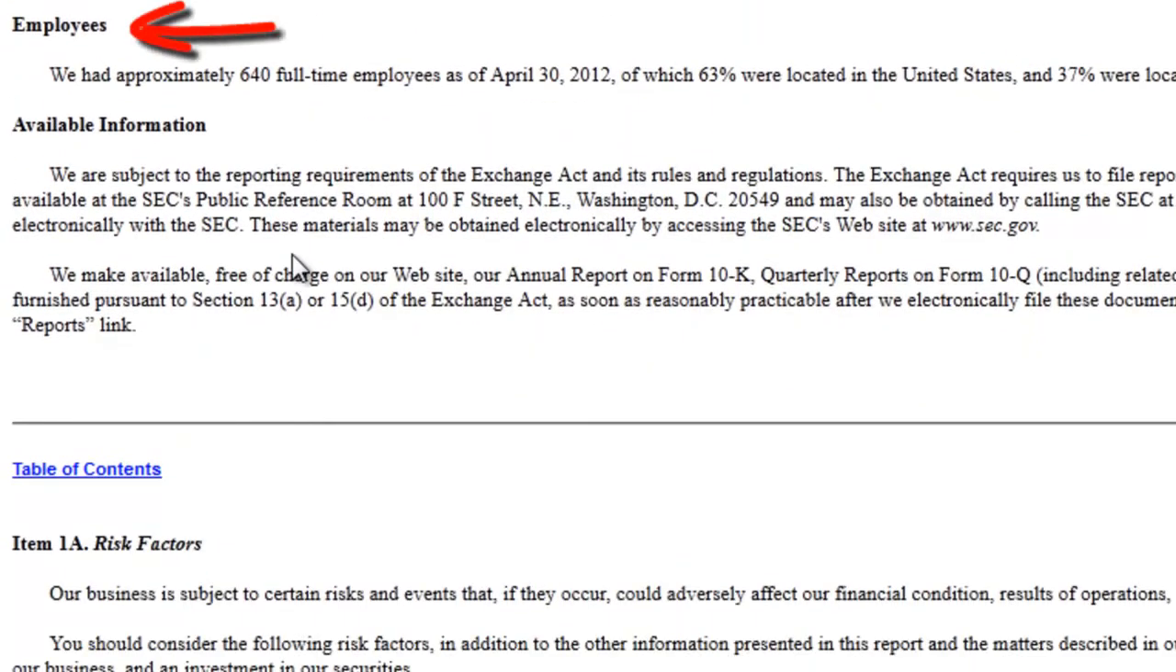Employees. How many employees does the company have, and how many of them are in the United States? How many of them are abroad? Do they have all full-time employees, or are some of them part-time? This is the area where you learn about it.